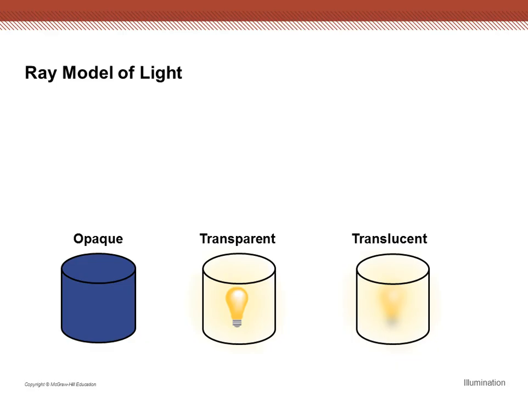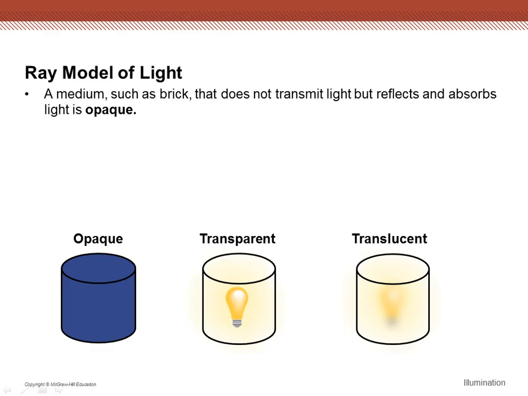Of those illuminated sources, we have ways that we can classify them. So a medium such as a brick that does not transmit light but reflects and absorbs the light, we call that opaque. We cannot see through brick, but we do see the bricks. So the bricks are reflecting the light, that way we can see them, and they sometimes absorb some of the light, especially if we see a color of the brick, or if they heat up in the sun, they're absorbing some of that light. So those objects are opaque.